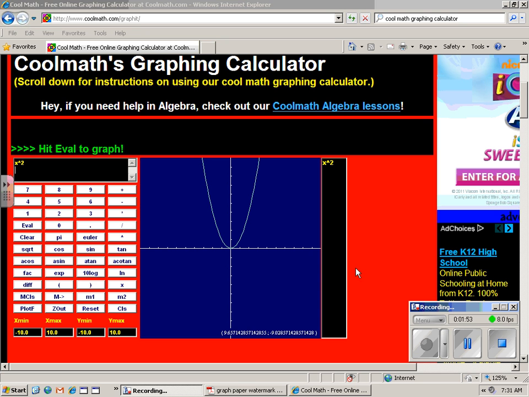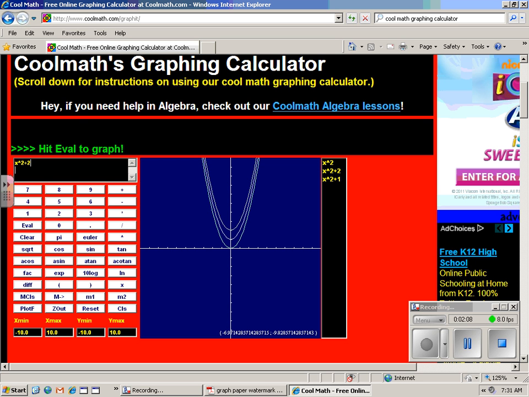Now watch what happens when I do a couple things to the x squared graph. There's my regular x squared graph. I'm just going to add 1 to it. And look what happened. It shifted the whole graph up 1 unit. What if I add 2? It shifts the whole graph up 2. What if I add 5? It shifts the whole graph up 5 units.